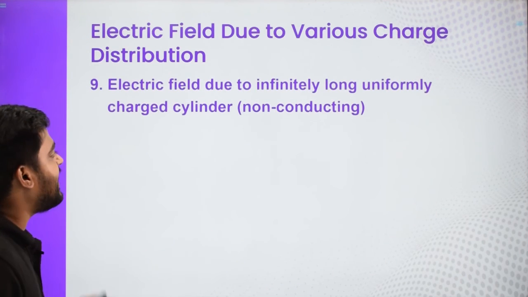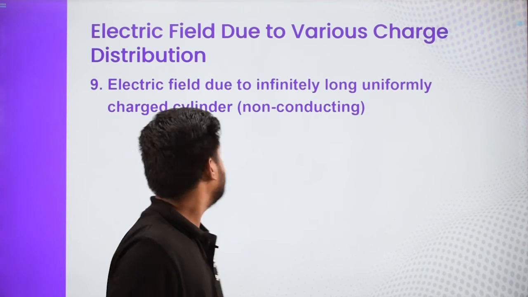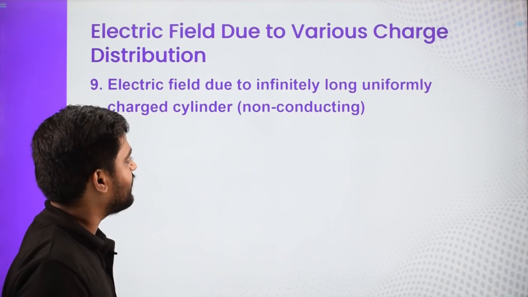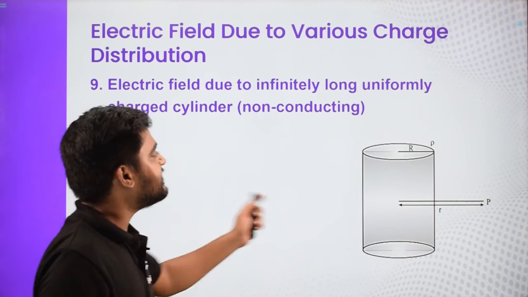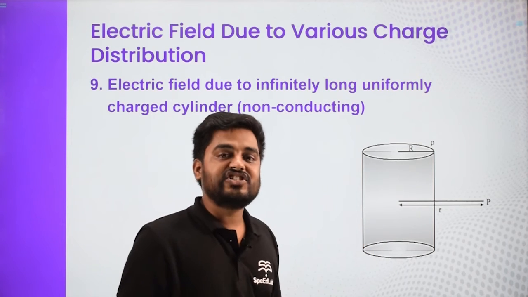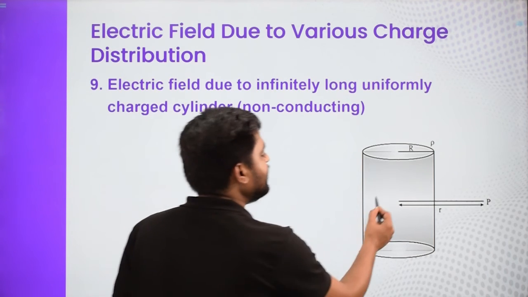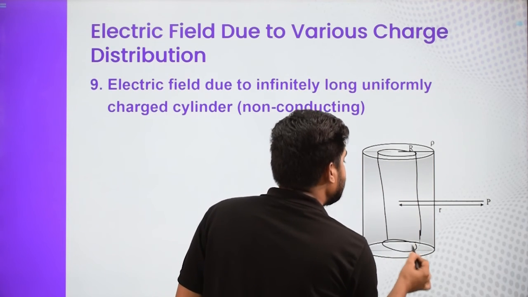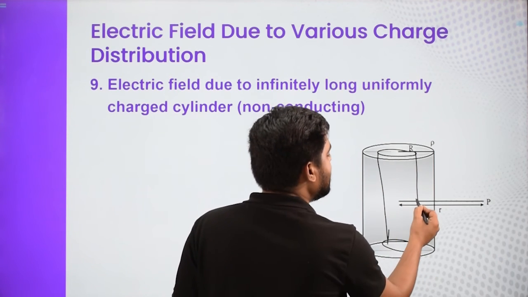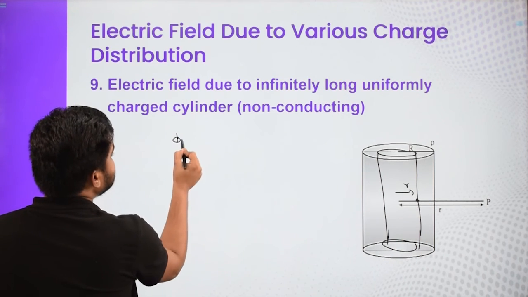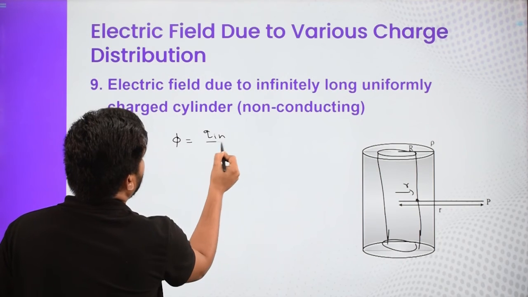Let us discuss the electric field due to an infinitely long, uniformly charged cylinder that is non-conducting. So this is a solid cylinder. Previously we had the cylindrical shell. Here, we are again going to find the field for a point which is inside. In a shell, this Q in was 0, but now the case would differ. Let us say this be r. So flux is equal to Q in by epsilon naught.